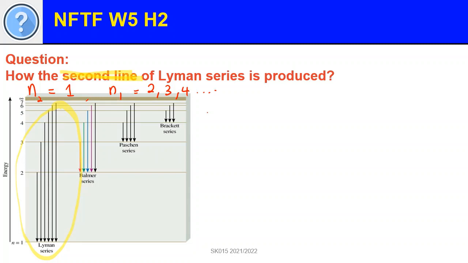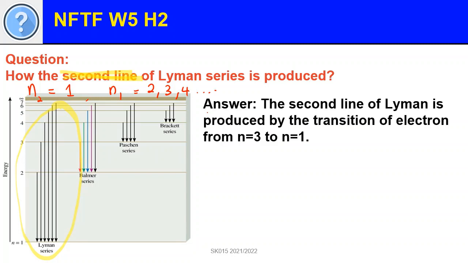But then of course you have to put it in proper words. So this is the sentence lah. The second line of Lyman series is produced by the transition of electron from n equals 3 to n equals 1. Make sure you put it into words like this. Jangan tiba-tiba n equals 3 to n equals 1. Saya tak nak. Make sure you have a proper sentence. Okay.